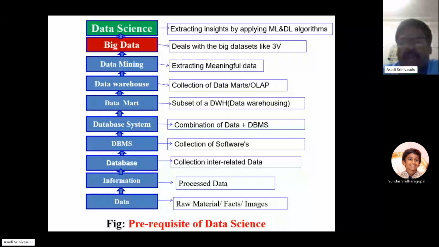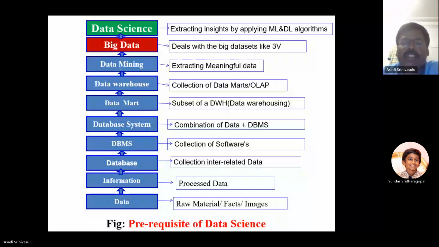We have two types of databases: relational databases and non-relational databases. Relational database tools like SQL, MySQL, Teradata, DB2, MS Access we use in order to create the tables and maintain the database. Then non-relational database tools like MongoDB, Hive, HBase, Zookeeper, Oozie, Cassandra. Then the collection of that software is called a database management system. The combination of data plus DBMS is called a database system.